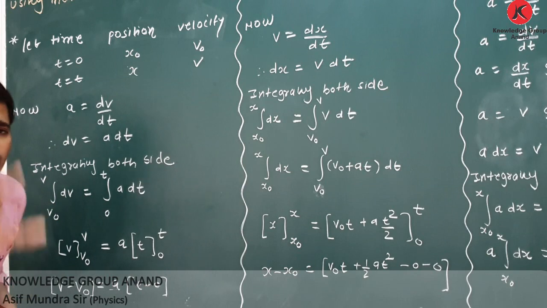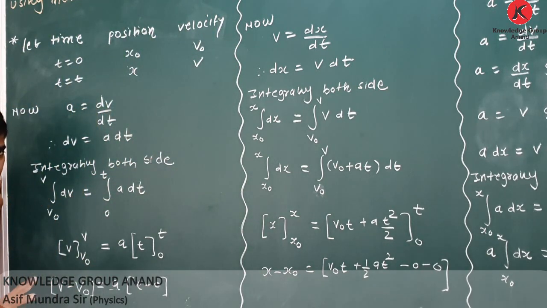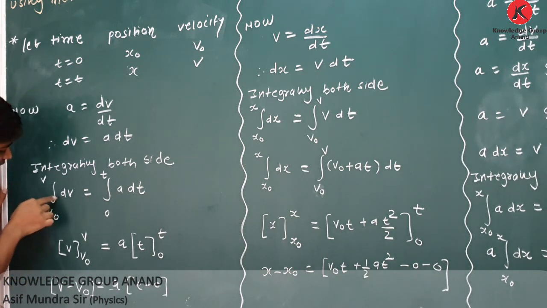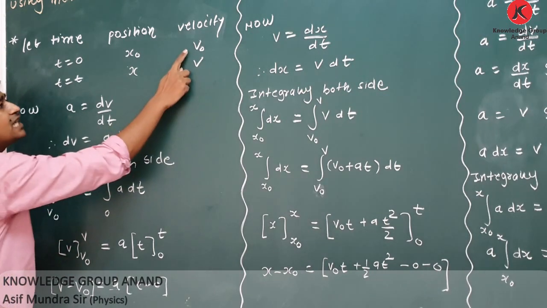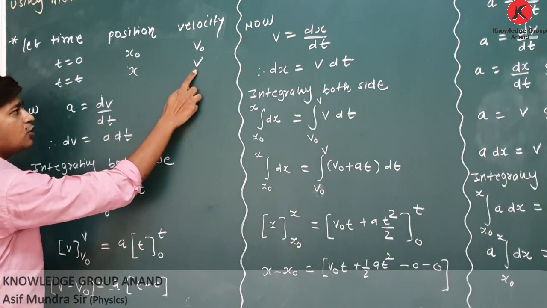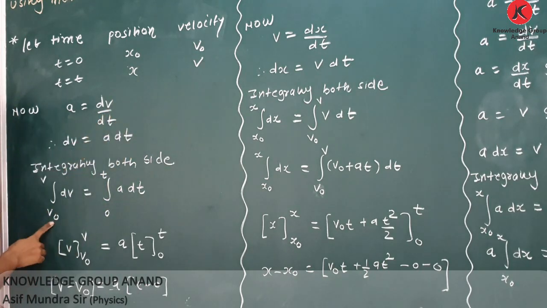Now how to put limits? You will be given some conditions. Here integration dv means the integration is with respect to v. What is v? Velocity. What is the initial velocity? v0. What is the final velocity? v. You have to take the initial velocity as the lower limit and the final velocity as the upper limit. Clear? Why put limits v and v0? Because the integration is with respect to v.